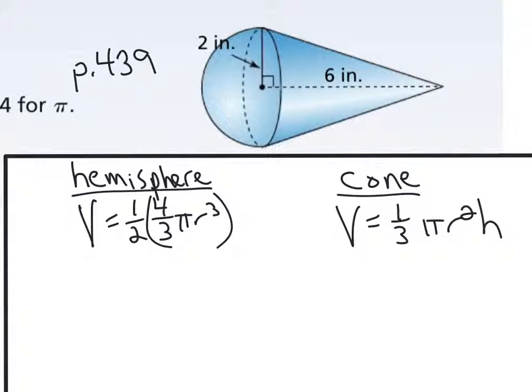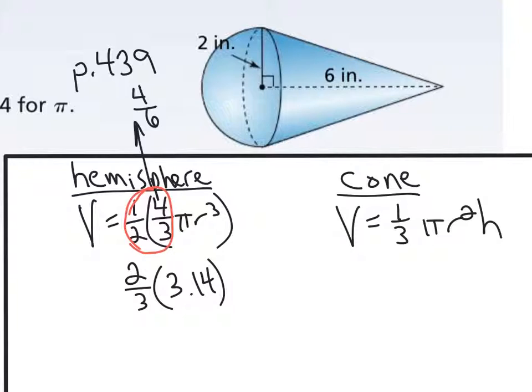So one thing on this hemisphere, if we do the half in front like this, one option we have actually is to go ahead and multiply those fractions together. And if you multiply those together, that's 4/6. And then if you wanted, you could reduce that to 2/3. If you don't reduce it, that's not a big deal, but you do have that option. So pi, they told us, is 3.14.